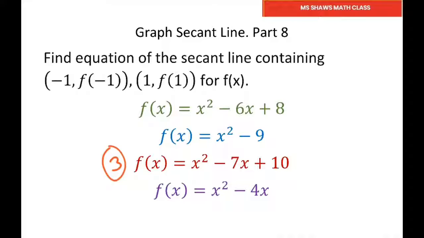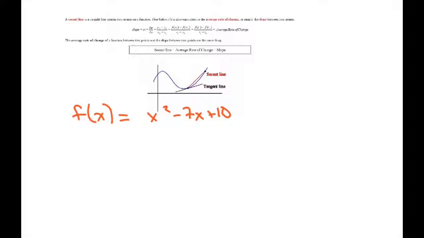Hi everyone, we're going to graph the secant line of number 3. We're going to graph f of x and find the equation of the secant line from x equals -1 to 1. So basically the secant line is the average rate of change of this curve right here. This is your x1, this is your x2, and you just connect it, and that is your secant line, which is the average rate of change of that blue curve there.